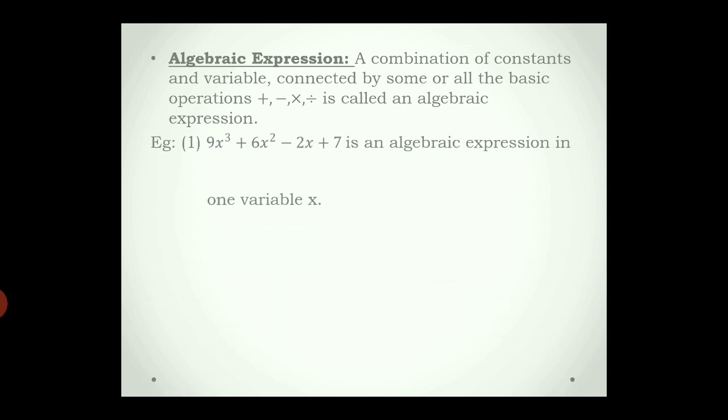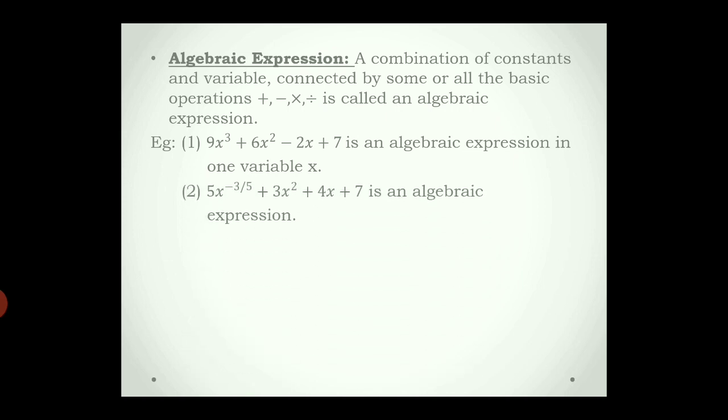For example, 9x cubed plus 6x square minus 2x plus 7 is an algebraic expression in one variable x. Here you can see that different constants and different variables are connected by some basic operations as addition, subtraction and multiplication.